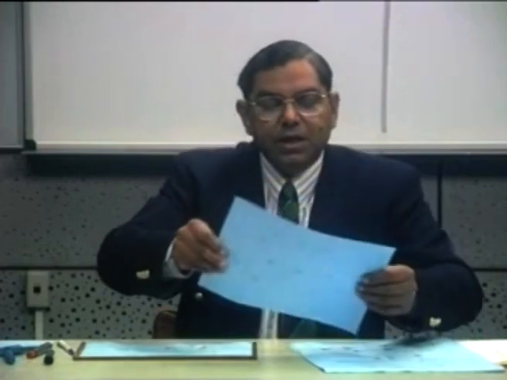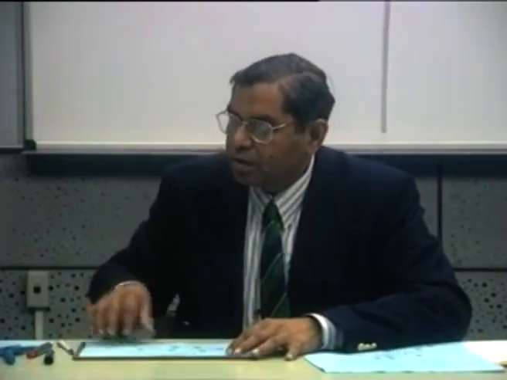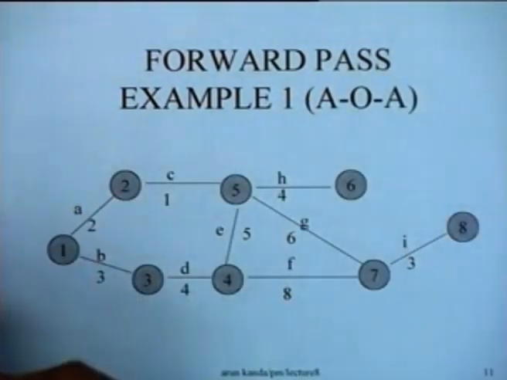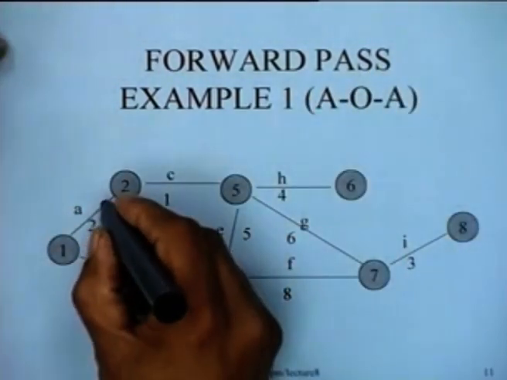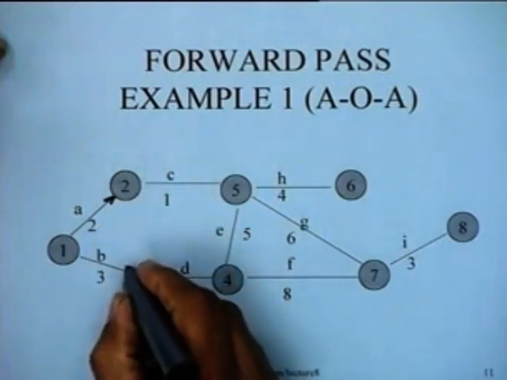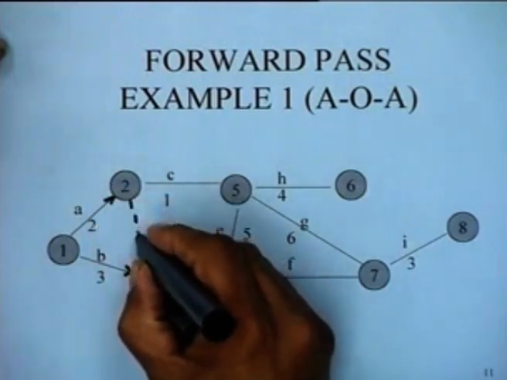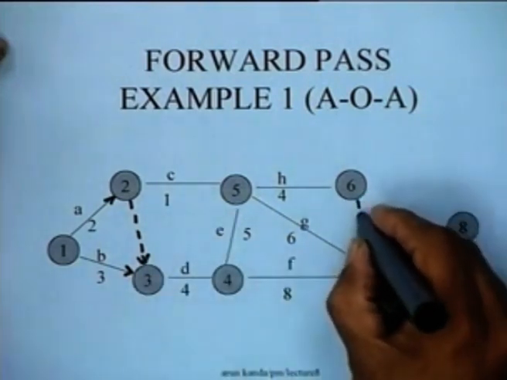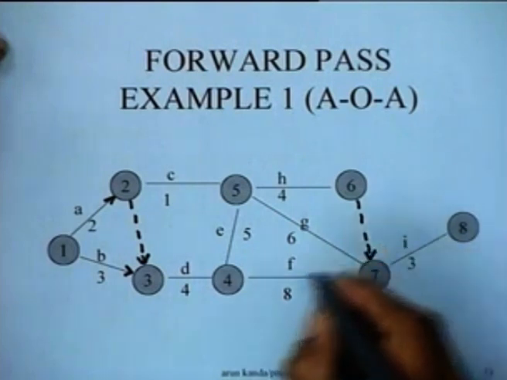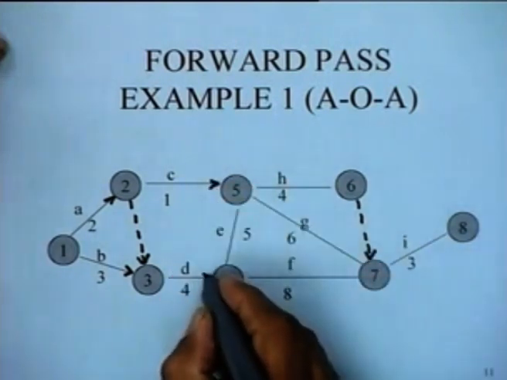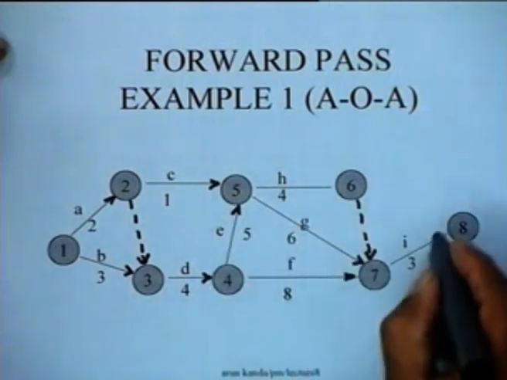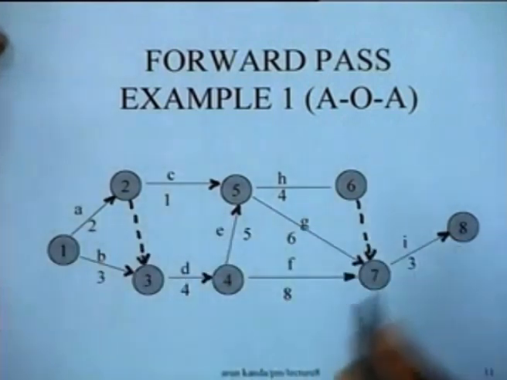We have this network here with us. We have the nodes numbered according to Fulkerson's rule, and we would like to do the forward pass. Now, this particular network has a dummy node here, remember, and a dummy activity here, and the various activities are as shown in this network. Let us do a forward pass and try to estimate the node time.